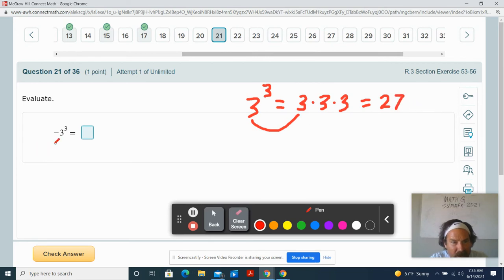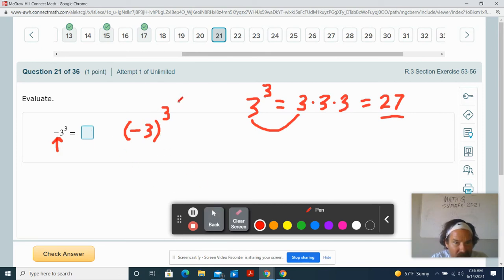Okay, now this negative sign right here is not raised to the 3rd power. If the negative sign was also raised to the 3rd power, you'd see it like this: -3 in parentheses raised to the 3rd power. That would be negative 3 times negative 3 times negative 3. So in this case, we do 3 to the third power, which we know is 27, and then we just make the answer negative. So it's just going to be negative 27 here.